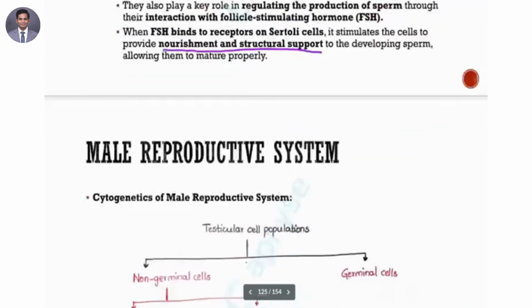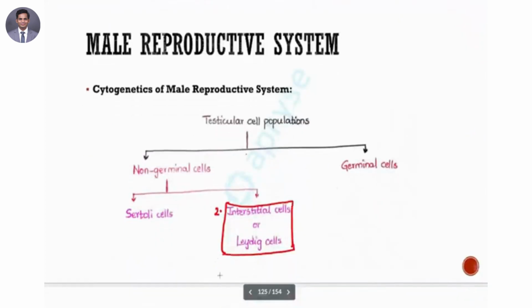Next is going to be your second one, which is the Leydig cells or the interstitial cells. So what did we say? LH, right? So you have your luteinizing hormone, which is responsible for stimulating the Leydig cells or the interstitial cells in testosterone production. So that is that. Okay, great.